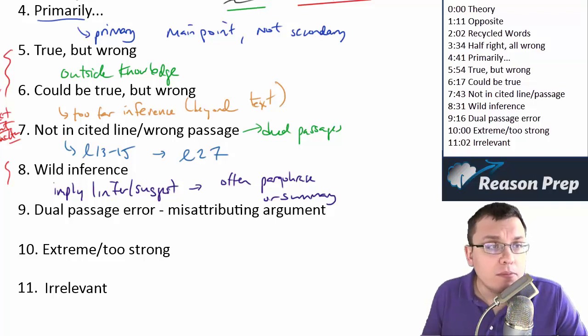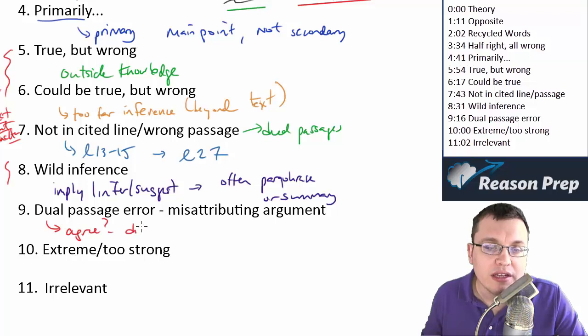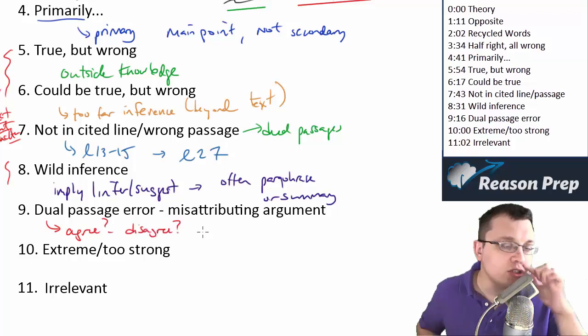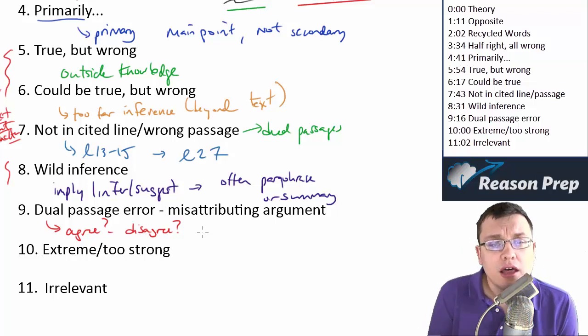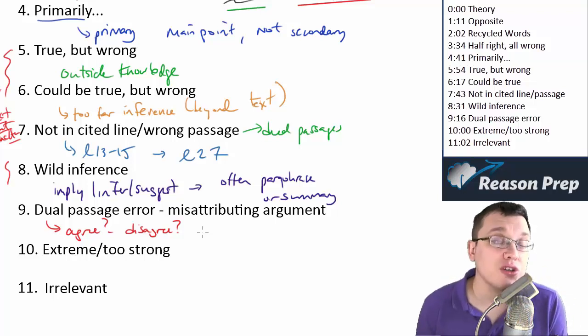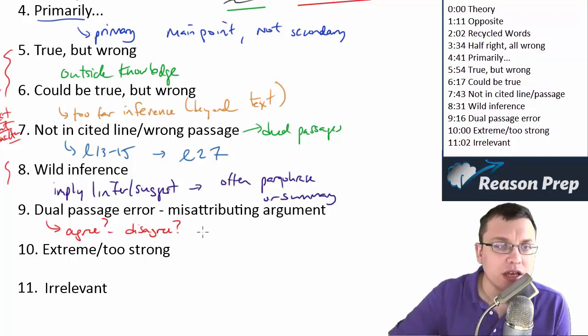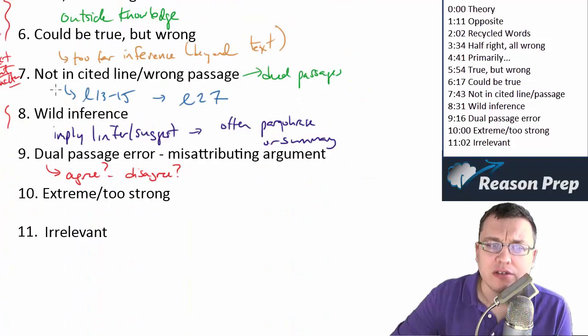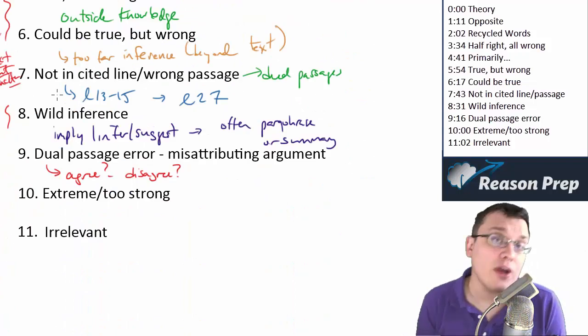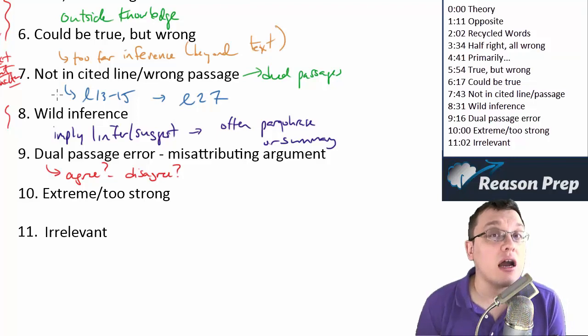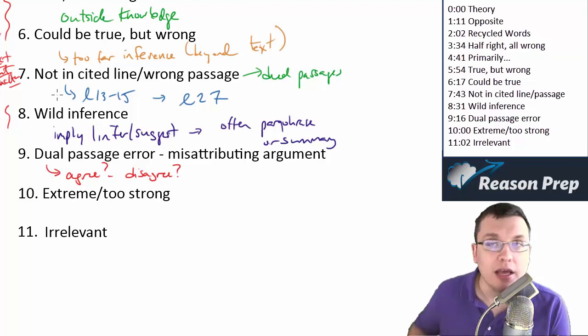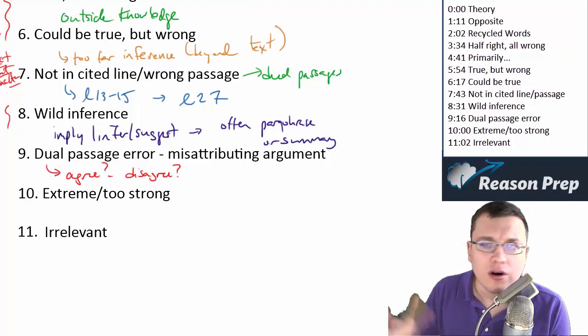A dual passage error, misattributing argument. So typically this is one of those situations where do the passages agree? Do they disagree? And the big issue that students have here, as we've discussed, is they will think the passage disagrees when it actually agrees, or vice versa. And if you make that switch, right, it's related to the first error here, the opposite answers. If you make that switch, if you don't see that they agree or that they disagree properly, it affects a lot of the dual passage questions. So something to be very careful about. And this was reflected in our strategy where we want to take a little bit of time before we go to the dual passage questions to evaluate whether they agree, disagree, or somewhere in between.